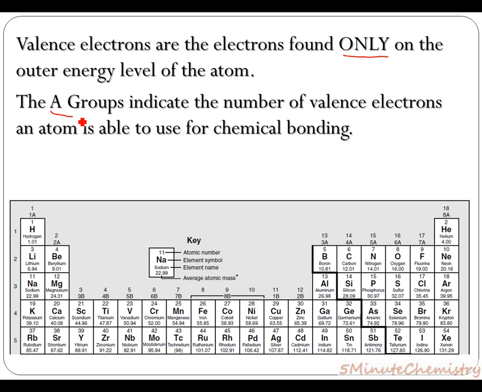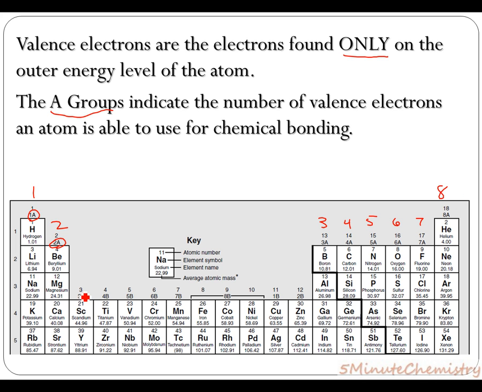So the A groups tell you the number of valence electrons, the A groups. So 1A means 1 valence electron, 2A means 2, 3A, 3, 4, 5, 6, 7, and 8.